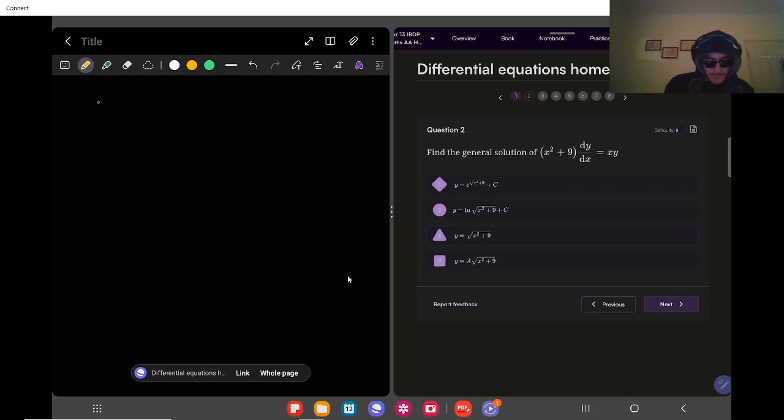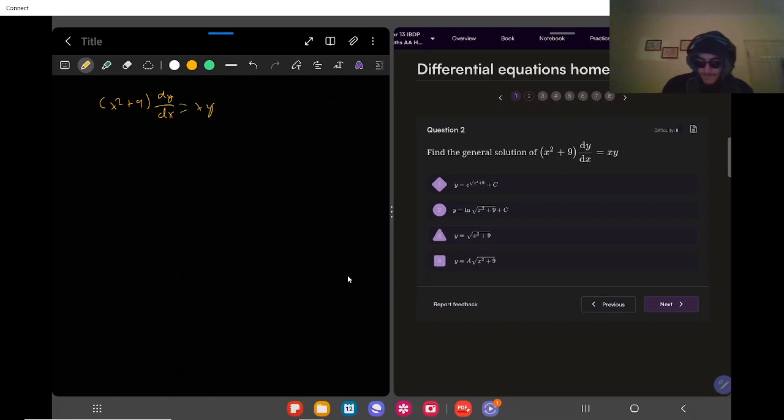Okay, next one. This one I don't think you need a substitution. It's x y. Like I said before, you see how you want to make it so x and y are on both sides. I think you can do that here. Let's try it. If we multiply by dx on both sides.